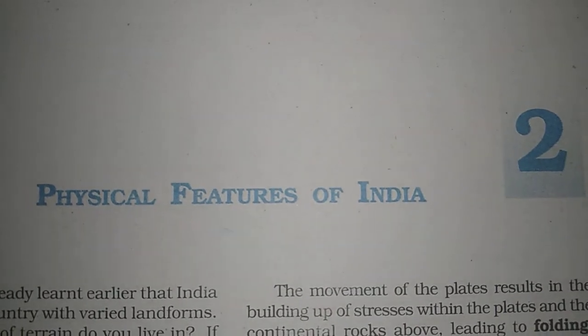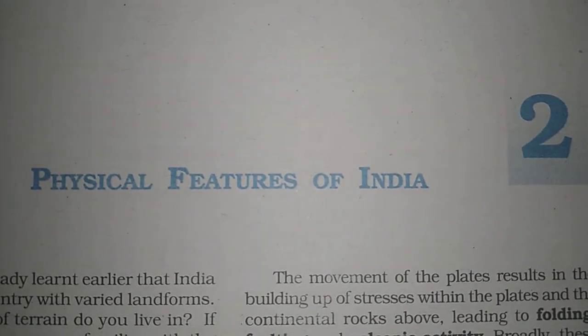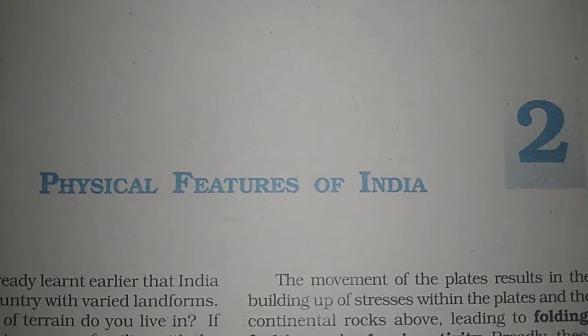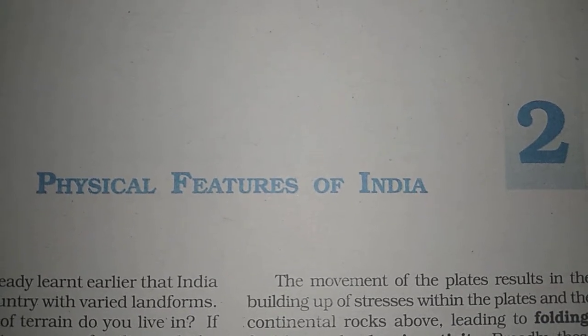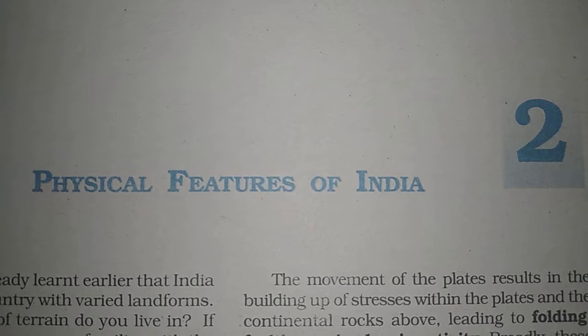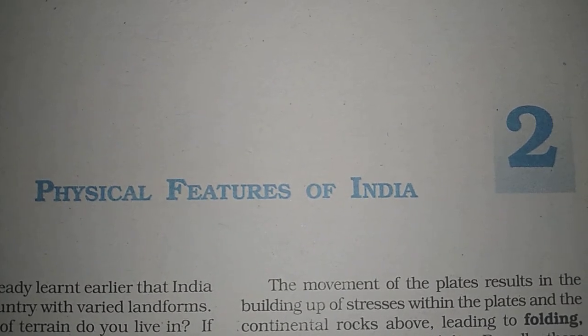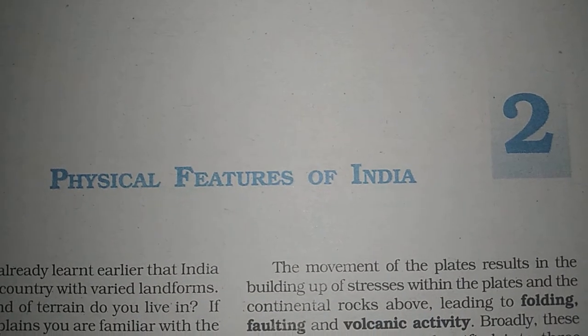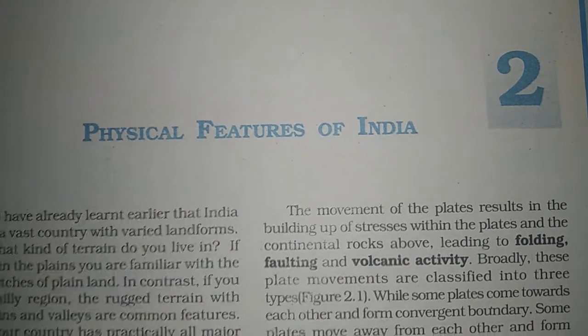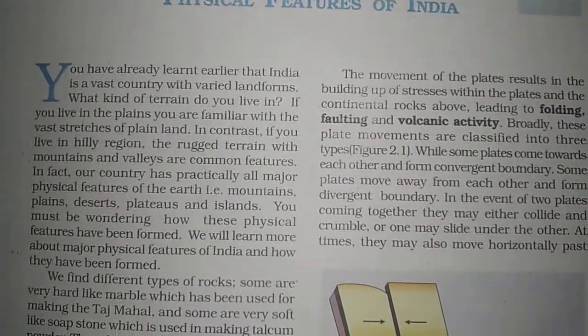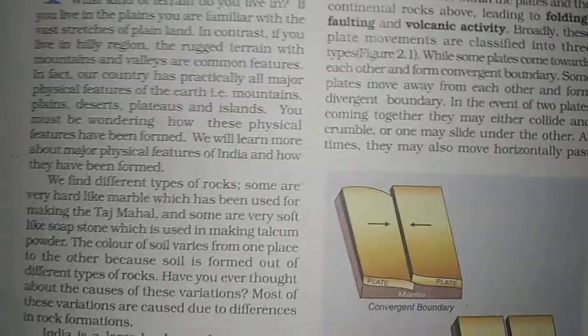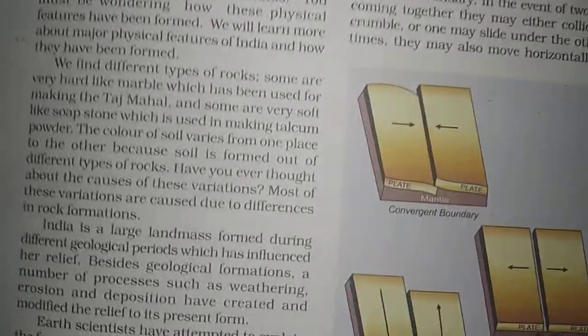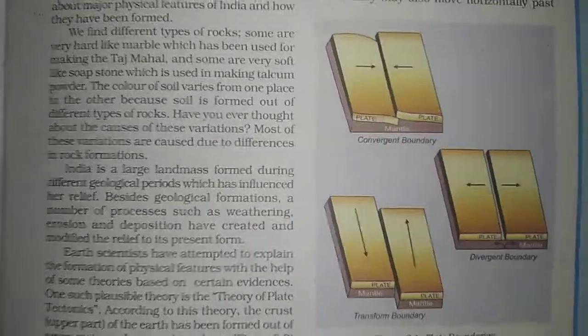Hello students, today we are going to revise our second chapter from Geography, class 9, Physical Features of India. For this chapter we will try to understand the formation of our country. India has all major physical features of the earth, that is mountains, plains, deserts, plateaus and islands. The land of India displays great physical variation.